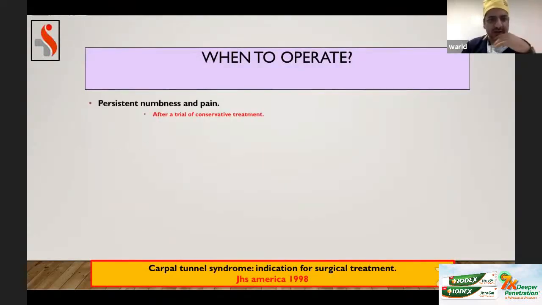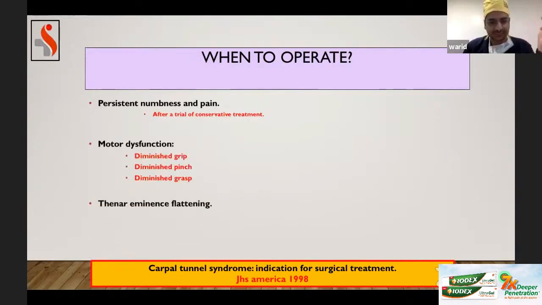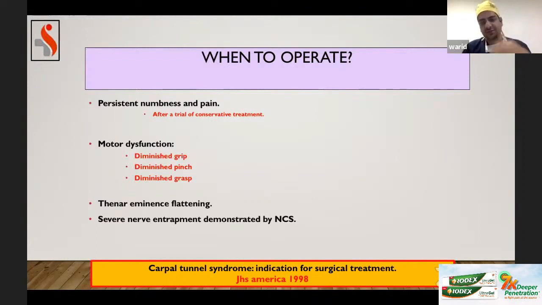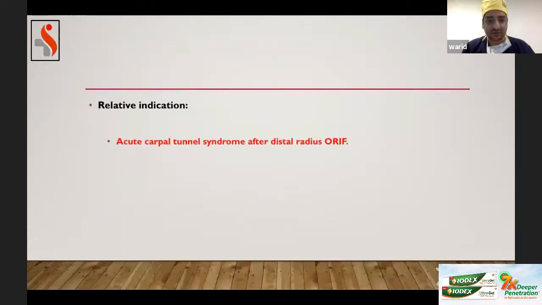I've tried to make it a bit simple. When there's persistent numbness and pain after a trial of conservative treatment, when there's a motor dysfunction, with grip, pinch, grasp, thenar muscle flattening, that is of course when it's pretty late, and severe entrapment demonstrated by nerve conduction studies. And of course that has to be correlated with the clinical symptoms. So whenever I see this, at least in my practice, I give an option of surgery.